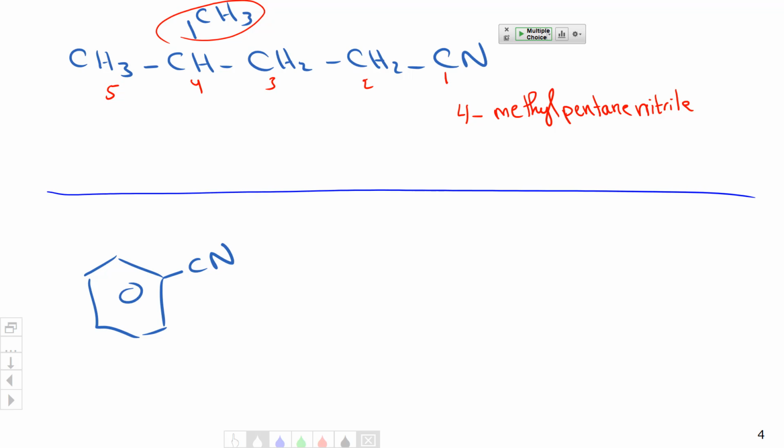This one in here, the way that I'm going to name it is I'm going to think about it as if it used to be a carboxylic acid. If that was a carboxylic acid, it is benzoic acid. So I'm going to cross out the "ic acid" and replace it with "nitrile." So that would lead to benzonitrile.